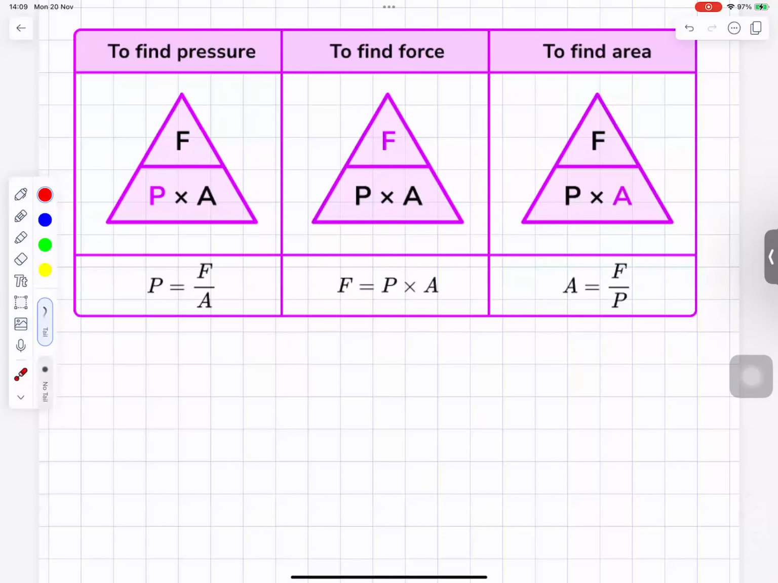So you can learn this triangle to find the force. Pressure is force divided by area, and you can rearrange it to find force and find area.